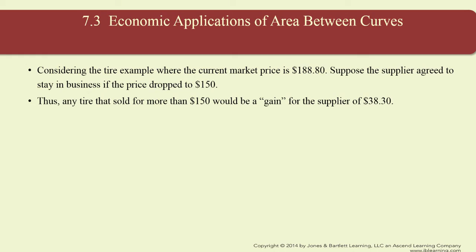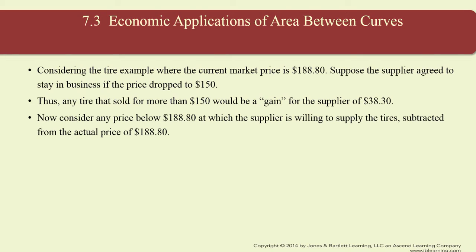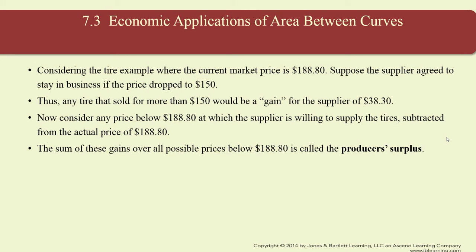That means any tire that's sold for more than $150 would be a, quote, gain for the supplier of $38.30. So for any price below $188.80 at which the supplier is willing to supply the tires, subtract it from $188.80, and consider any of those differences. The sum of all of those gains over the prices below $188.80 is what's called the producer surplus.